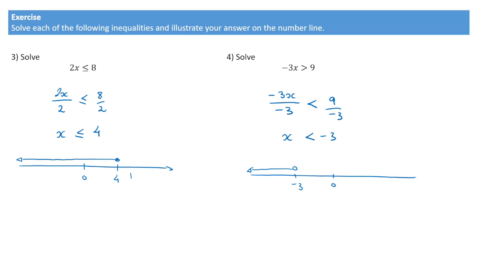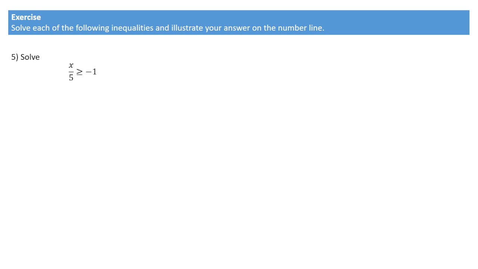Let's look at two more examples. x over 5 greater than or equal to -1. Well, here we can see that x is being divided by 5, so to get rid of that 5, we must multiply both sides by 5. And that would look as follows. 5 times x over 5 greater than or equal to 5 times -1. Now on the left-hand side, these 5's cancel out, leaving us with x greater than or equal to 5 times -1, which is -5. And that's the solution.